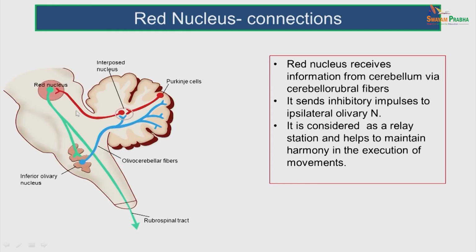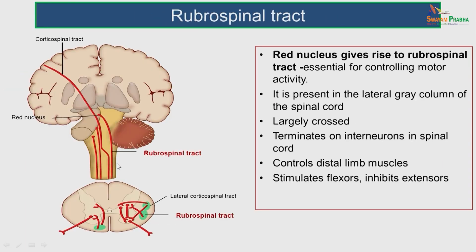And here you can appreciate that it receives information from the cerebellum via the cerebello-rubral fibers, and it sends inhibitory impulses to the ipsilateral olivary nucleus. So this is considered a relay station and helps to maintain harmony in the execution of movements. And this is the rubrospinal tract. So this is essential for controlling motor activity.